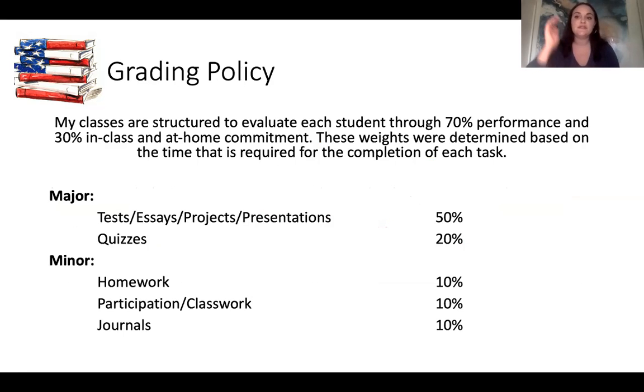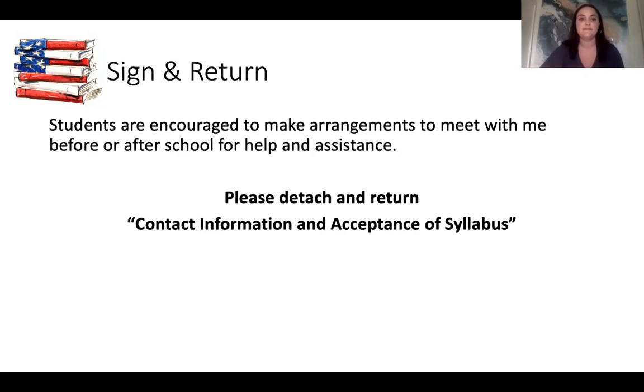Grading policy, it's on the 70-30 scale. So 70 is all the major assessments. Those are usually things that we do in class: tests, essays, projects, presentations, and of course our quizzes. Then we have the minor, which are things that you can do at home or classwork, right? Homework, participation, and journals. I've structured it to where you can be extremely successful in my class if you do everything you're supposed to as far as classwork and homework. It'll help prepare you for those major assessments.